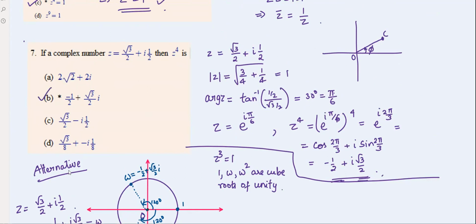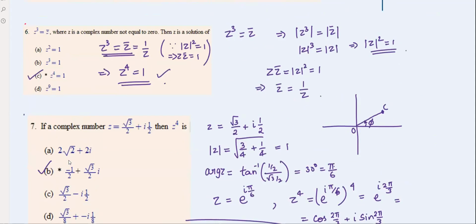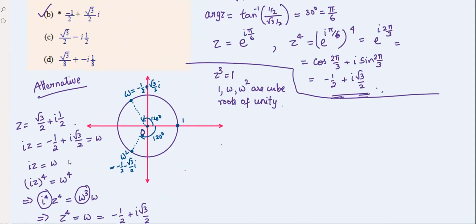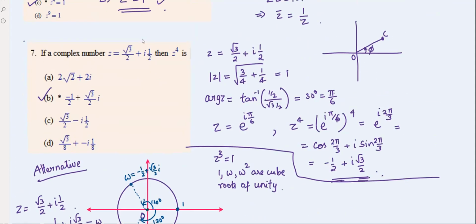So an alternative method, using the cube roots of unity concept, we do. If you don't remember, just write it in modulus argument form and we can solve this. In fact, directly you can write this as cos 30 plus I sine 30. So e power I 30 degrees power 4, and you will be able to do it.